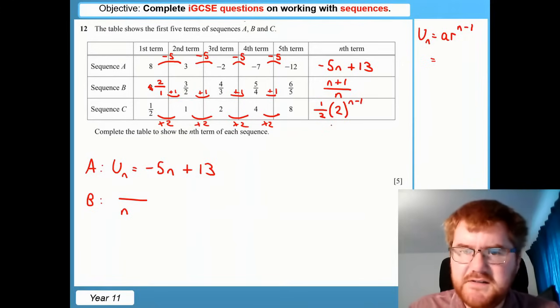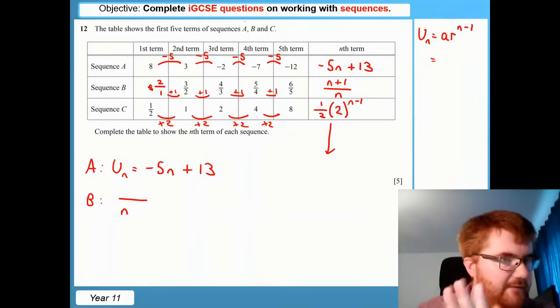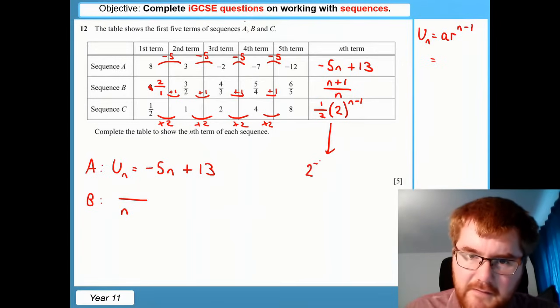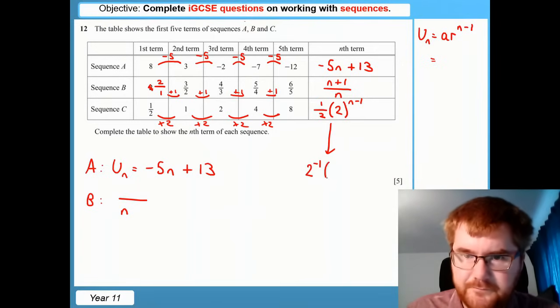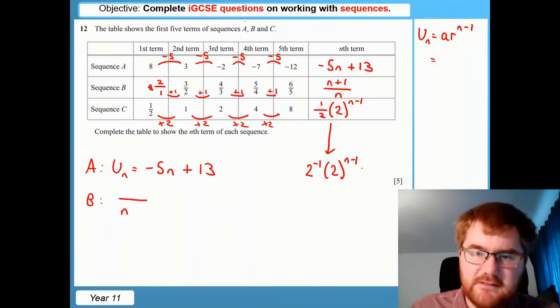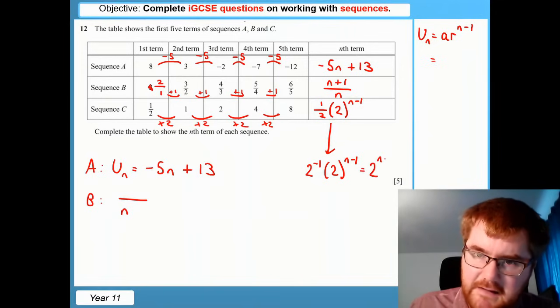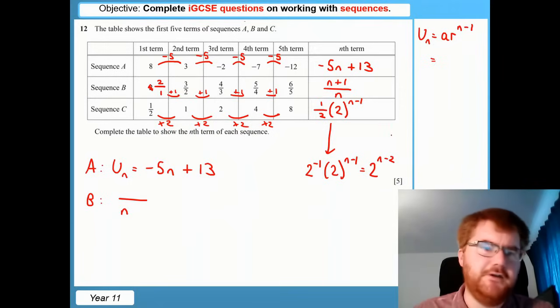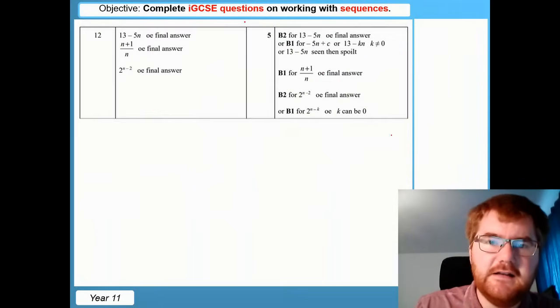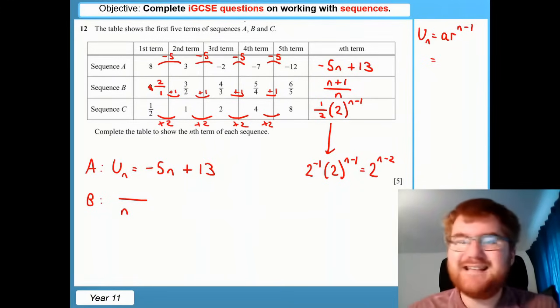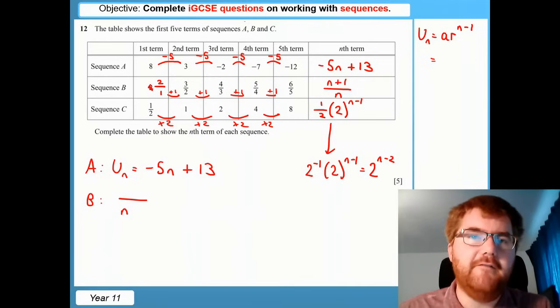Now you'll notice the mark scheme writes it slightly differently. That is perfectly fine as an answer, but notice a half can be written as 2 to the power of minus 1. So you could actually combine this by using indices laws to actually get 2 to the power of n minus 2. n minus 1 minus 1 is equal to n minus 2. So you'll see here on the next slide that they write it that way, but of course writing it the way I've written it here comes directly from the formula and is absolutely fine for all 5 marks.